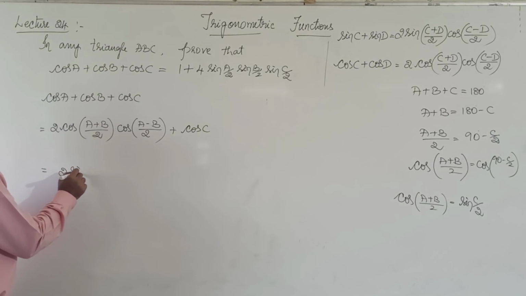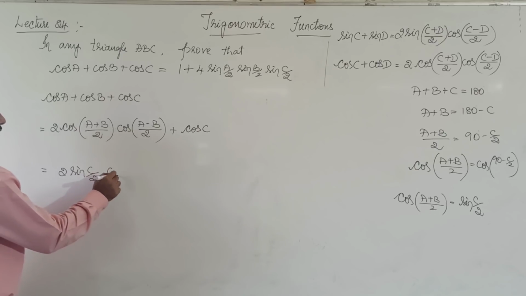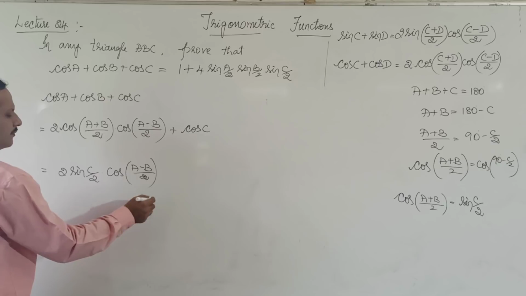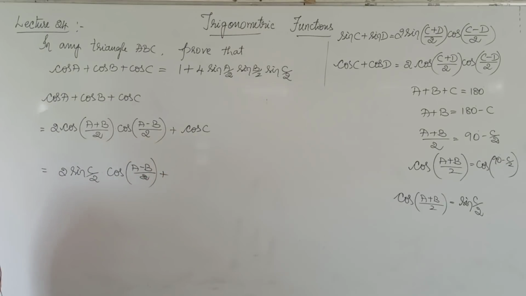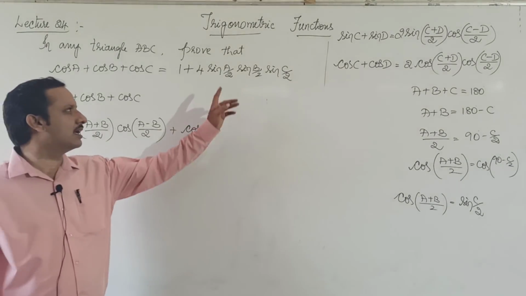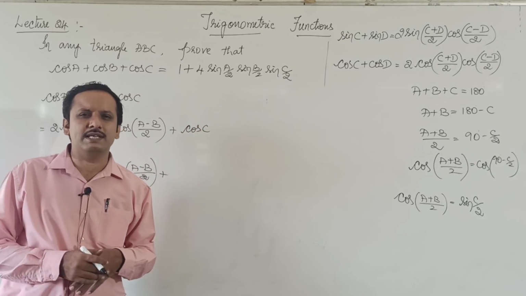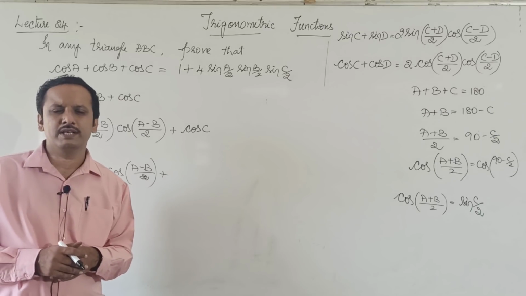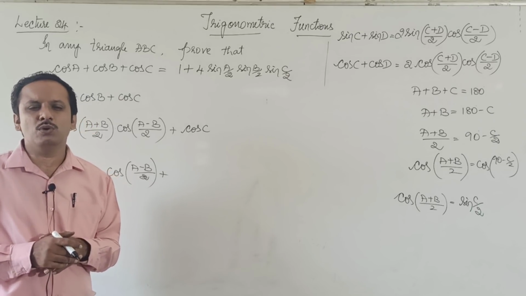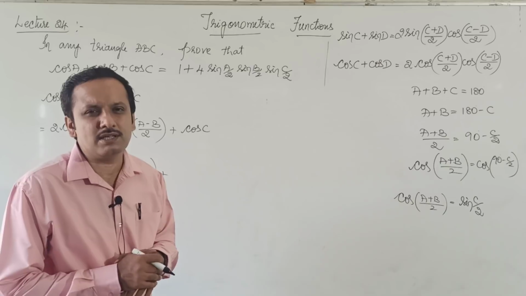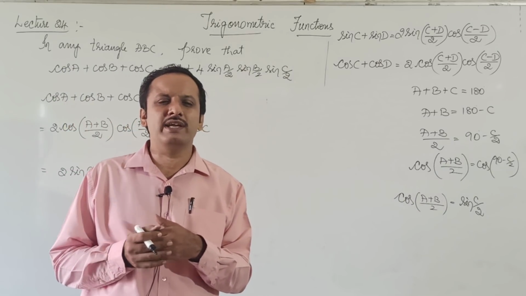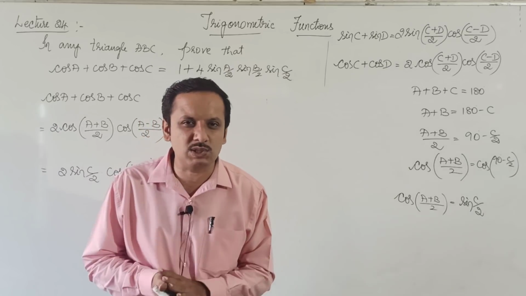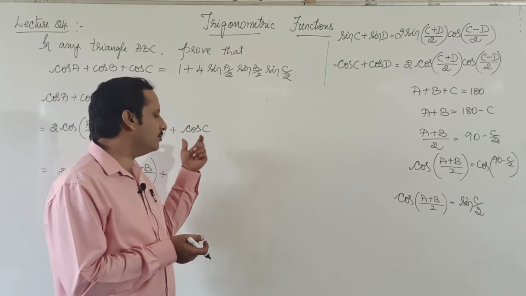So 2 sin C by 2 into cos A minus B by 2 plus cos C. Look, what we want is the answer in terms of sin A by 2, sin B by 2, sin C by 2. So try to write cos C in terms of sin C by 2. So cos 2A, what is the formula? Cos 2A is equal to cos square A minus sin square A, or 2 cos square A minus 1, or 1 minus 2 sin square A. Okay, so make use of that.